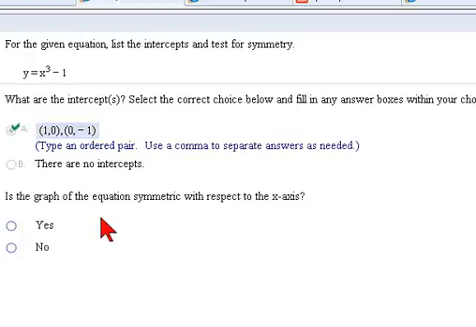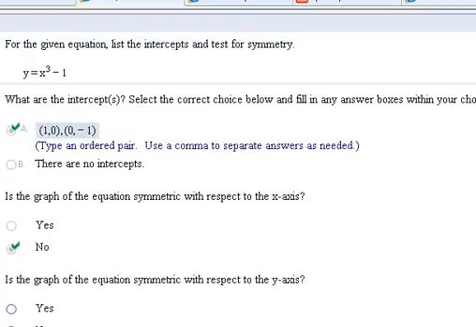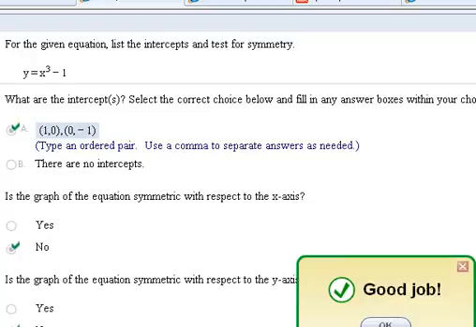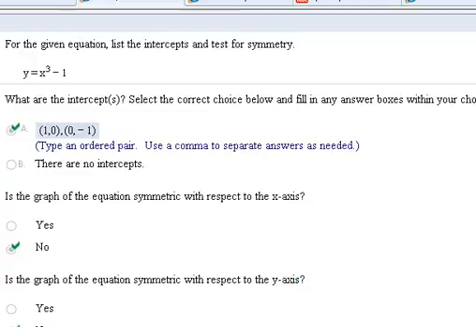Likes that better. And then we have no symmetry with respect to the x, no symmetry with respect to the y, and then also no symmetry with respect to the origin.